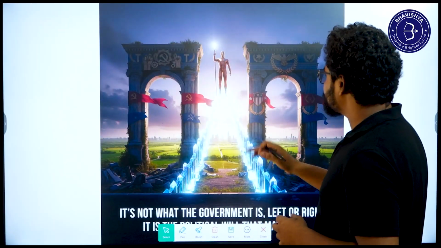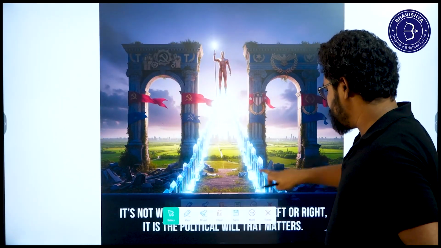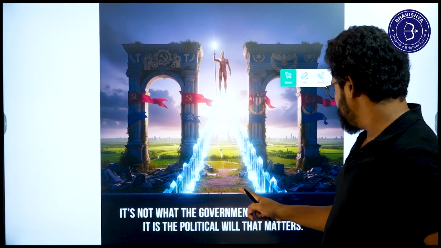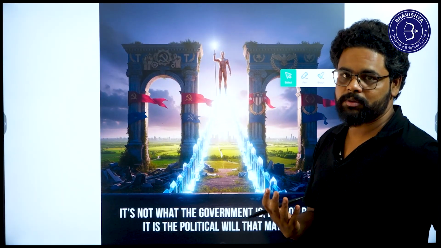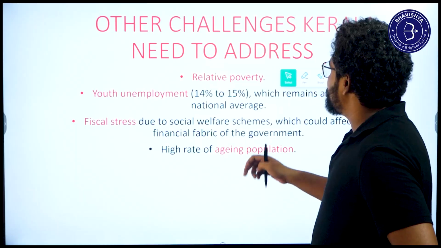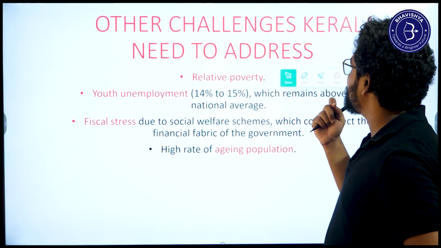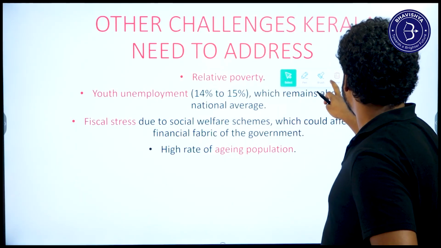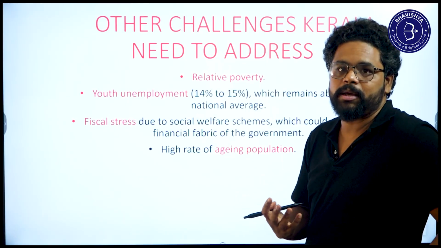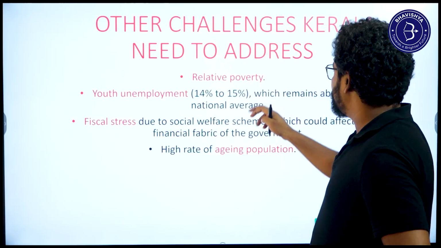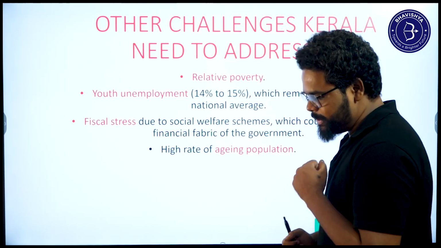Now see, what it shows is that it is not whether the government is left or right, it is the political will that matters. Okay, right? So let's see what the challenges are that Kerala needs to address. The very important other social problems Kerala needs to address are, the first is relative poverty. So what is meant by relative poverty?